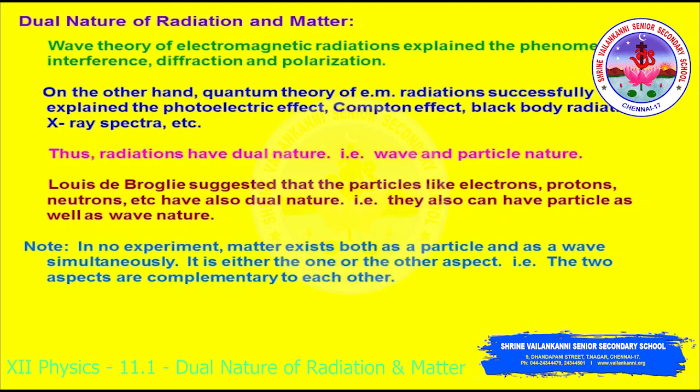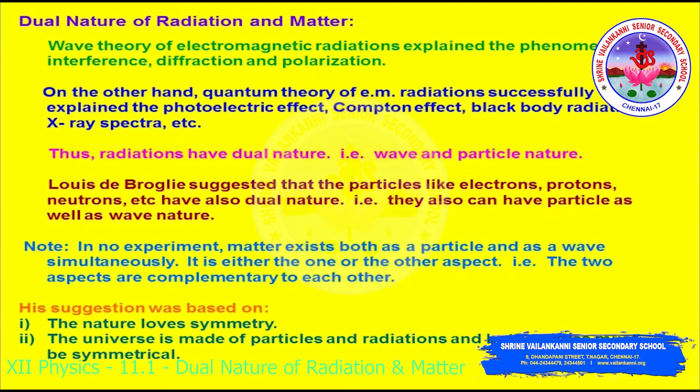And in no experiment does matter exist both as a particle as well as a wave simultaneously. It is either one or the other aspect: it may show wave nature or it may show particle nature. The two aspects are complementary to each other. He suggested this based on symmetry in nature: the universe is made of particles and radiations, and both entities must be symmetrical, right?